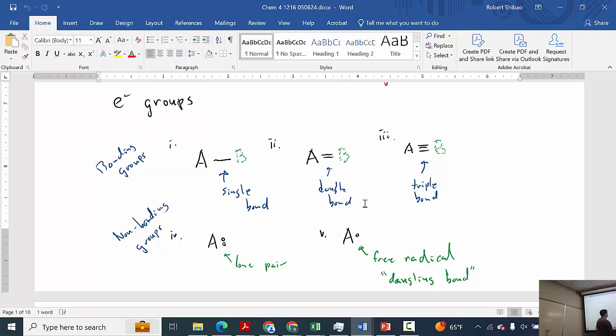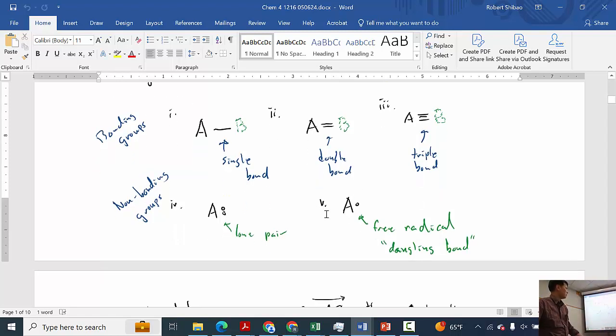Between atom A and atom B, each of these would consist of one group. So a single bond is one group. Some people consider a double bond to be two groups, but the problem is you can't separate the double bond into two single bonds. You have to take it as a double bond. The same thing, a triple bond is not considered three groups. A triple bond is just considered one group. And again, for the triple bond, you can't split it up into three singles. You can't split it up into one double and one single. It has to stay together as a triple.